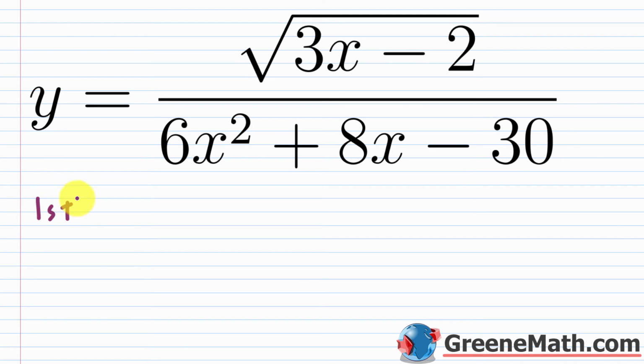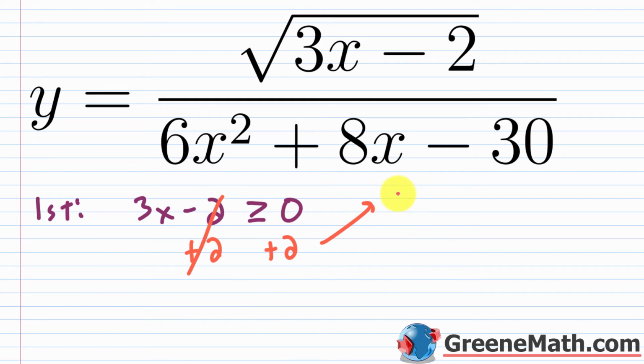I'm just going to put the first thing to consider. The square root of a negative is not allowed in the real number system. So you would take your radicand, which is 3x minus 2, and you would say this needs to be greater than or equal to 0. So let's go ahead and add 2 to both sides of the inequality. We'll say that 3x is going to be greater than or equal to 2. Let me divide both sides of the inequality by 3. This will cancel, and you get x is greater than or equal to 2/3.